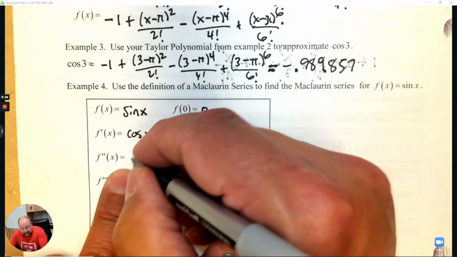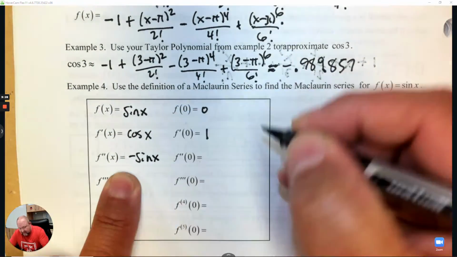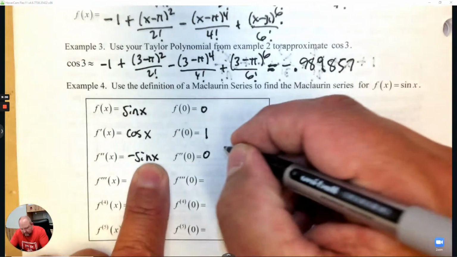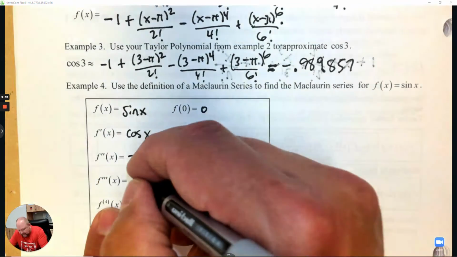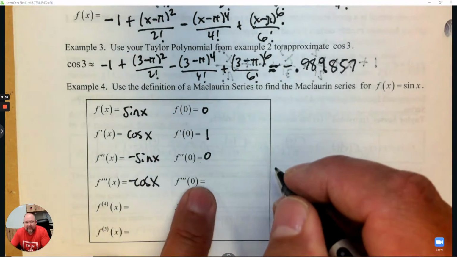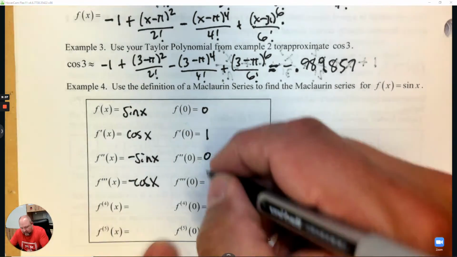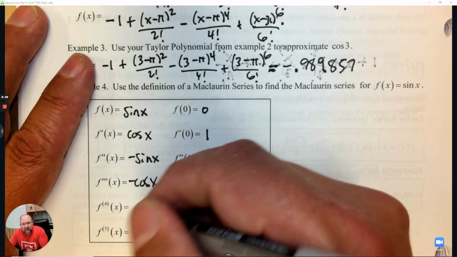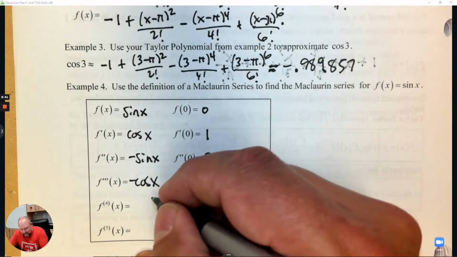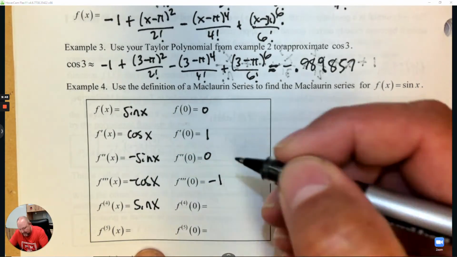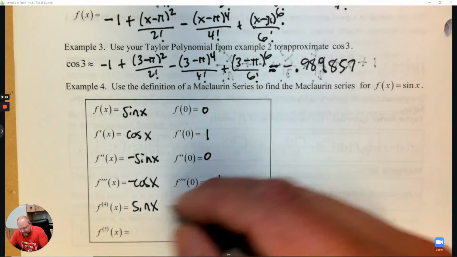The derivative of cosine is negative sine. At 0 is 0. The derivative of negative sine is negative cosine. At 0 would be 1, but it's -1. The derivative of negative cosine would be negative sine, which is positive. And then we just start it all over again.